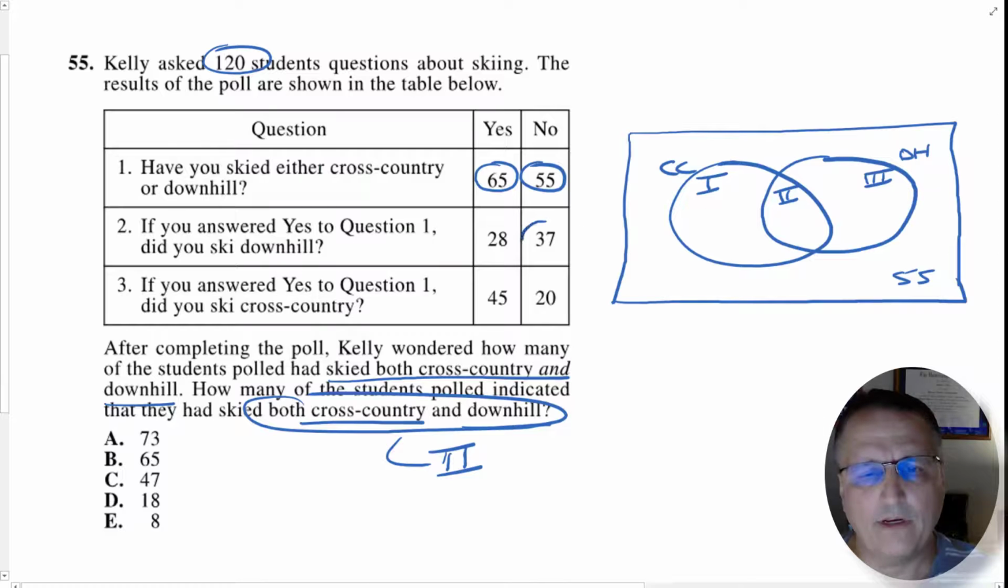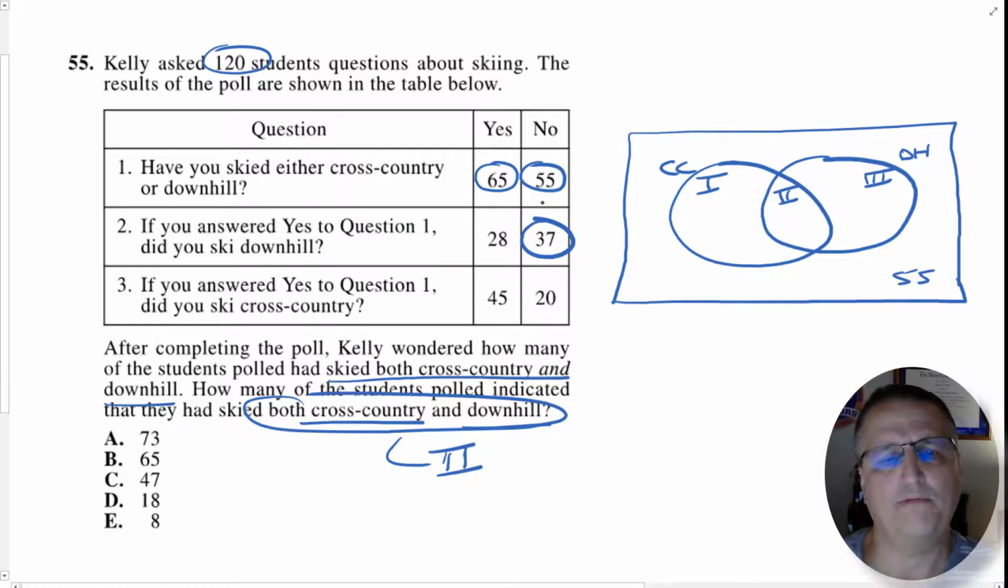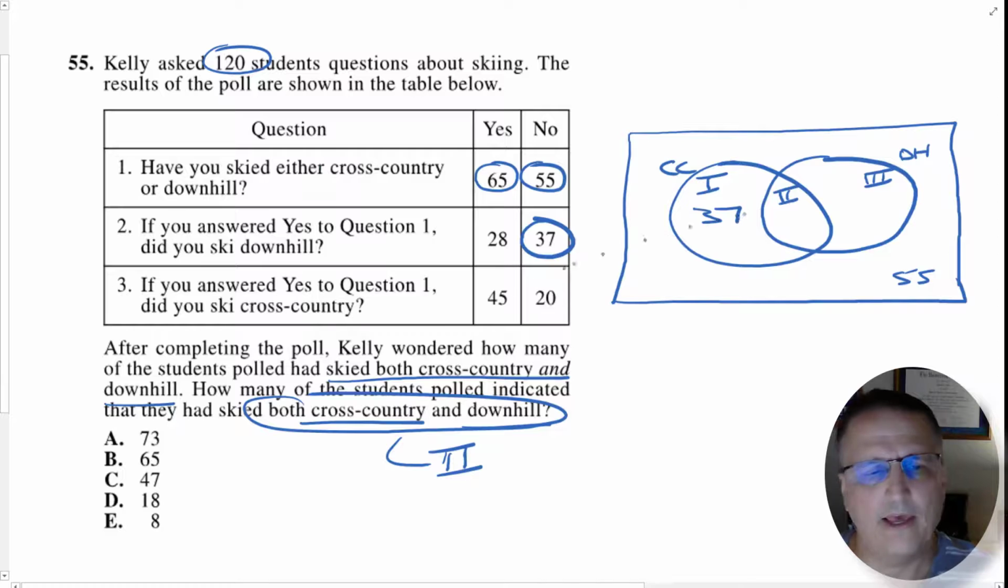And what I really want to key on here is the no's, because if you are in these circles and you did not ski downhill, that means that you must have only skied cross-country. And question 3 says, if you answered yes to question 1, again, if you're in these 3 regions, because you've done one or both of those activities, did you ski cross-country? And that answer is no. So that would mean that you had only done downhill.